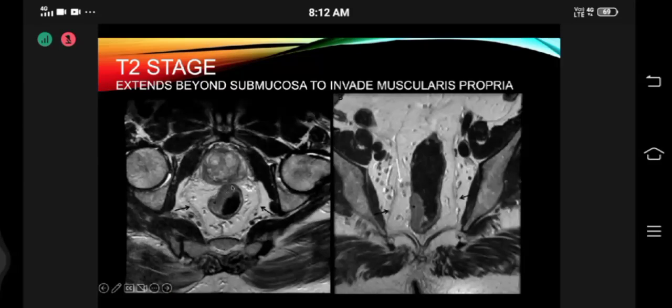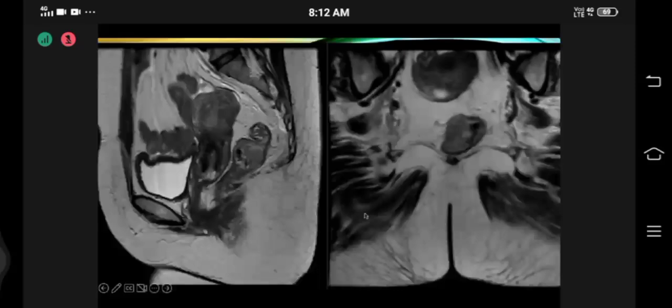So T2. As you can see, this is the muscularis propria, and you can see this is a polypoidal tumor just touching the muscularis propria, and it is not going into the adjacent fat. This is the mesorectal fascia, and you can see this line is maintained. If you are not sure whether the muscularis propria is involved or not, then it can be early T3. It behaves in a similar way to the T2. If the patient doesn't have any node, then the patient can undergo upfront surgery in this case.